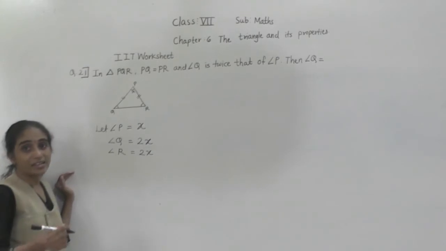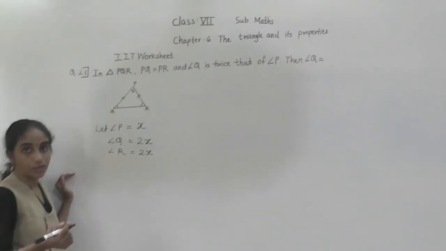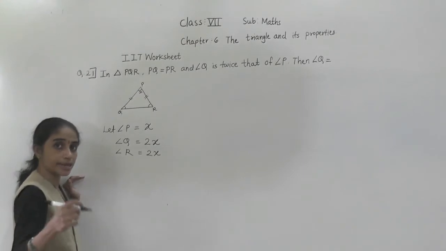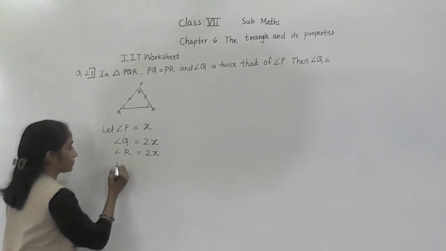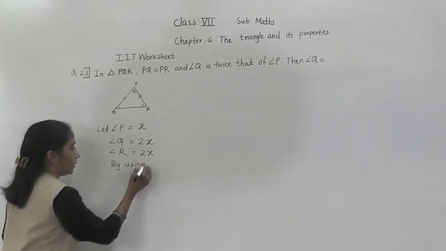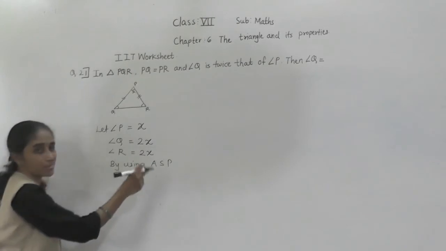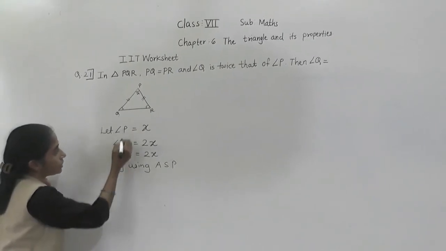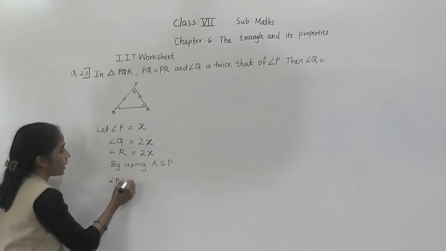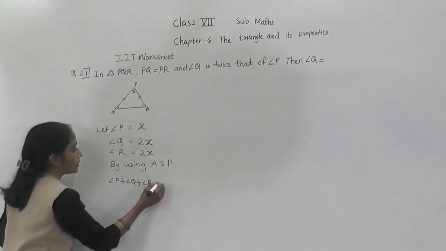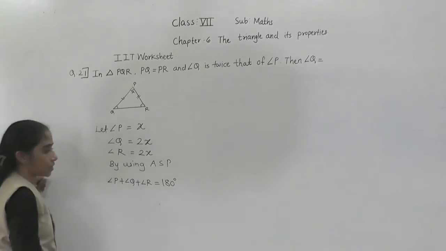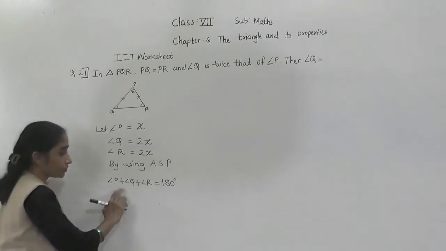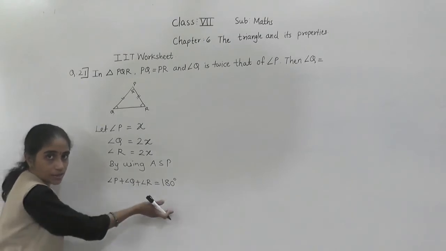So what are we going to use? The angle sum property of triangle. We can write it in short as ASP. ASP means angle sum property of triangle. What is the angle sum property? Angle P plus angle Q plus angle R is equal to 180 degrees. The sum of all three angles in a triangle is equal to 180 degrees. This is the angle sum property of triangle.